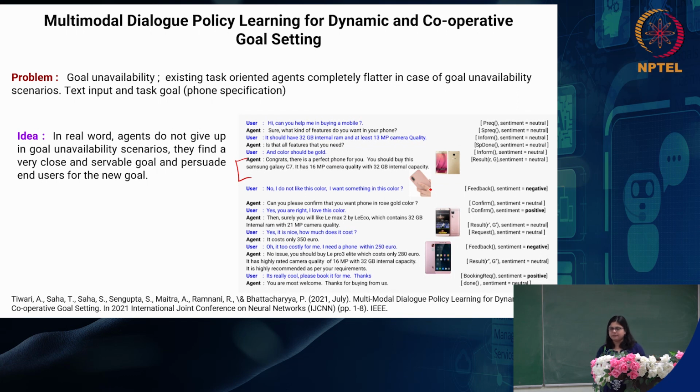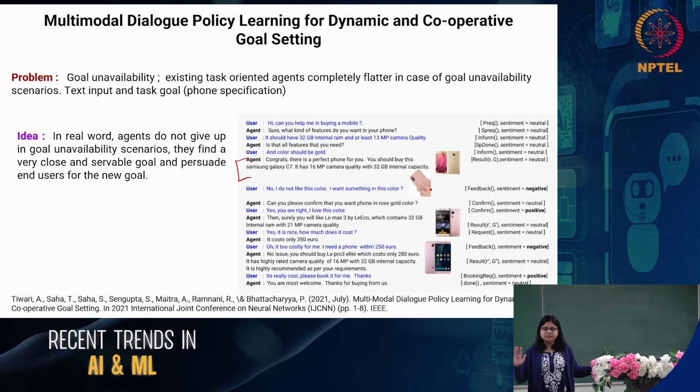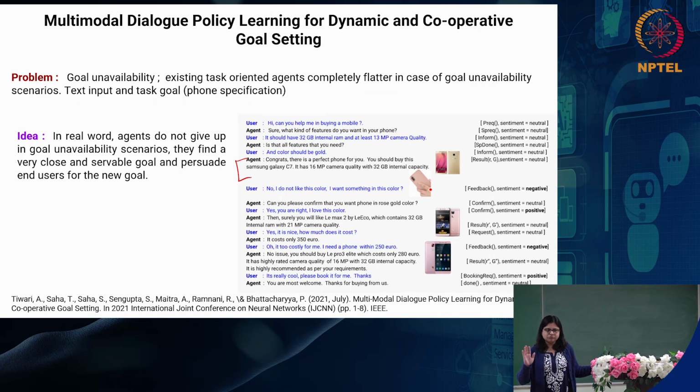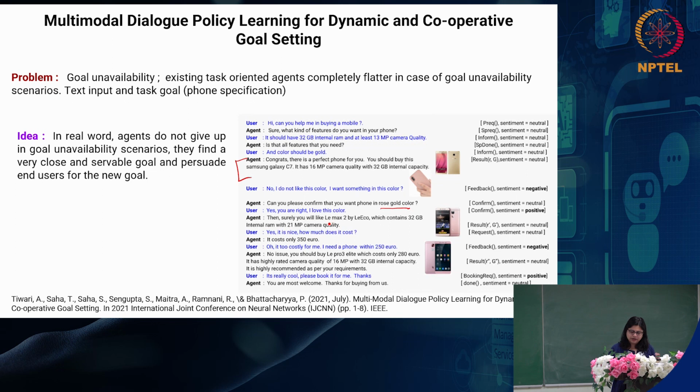So now the user is not happy with the color, and it is multimodal, so the user can also express something in image form. Maybe the user is not aware of the name of the rose gold color, so the user shows the image and asks for something in this color. The agent has to extract the color name from the image. Agent: Can you please confirm that you want the phone in rose gold color? Yes, you are right. I love this color. Then surely you will like this. So now it is giving an alternative option.